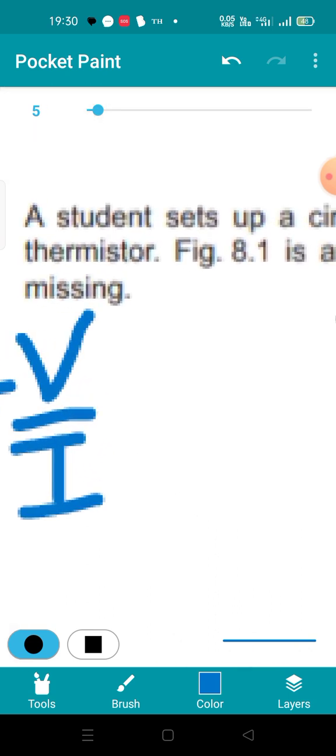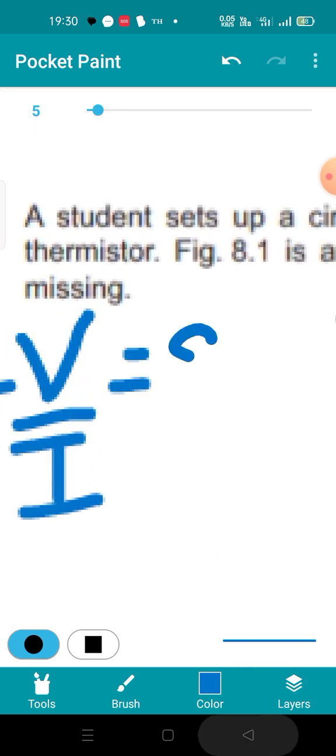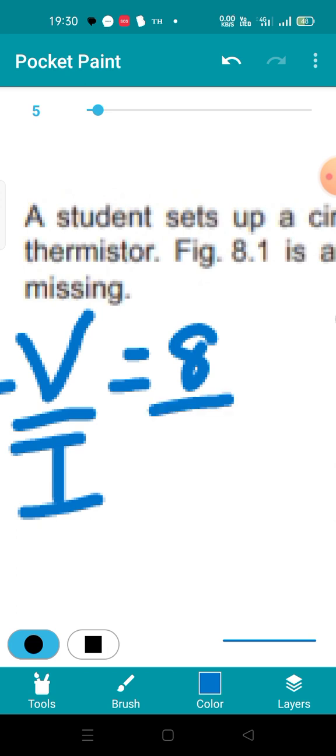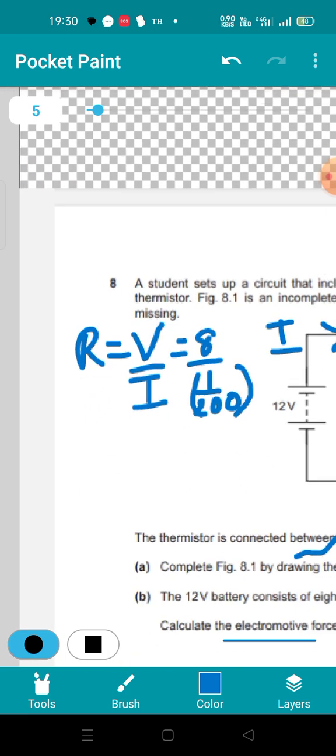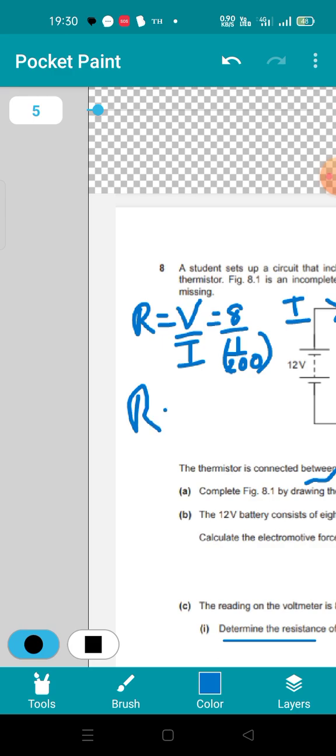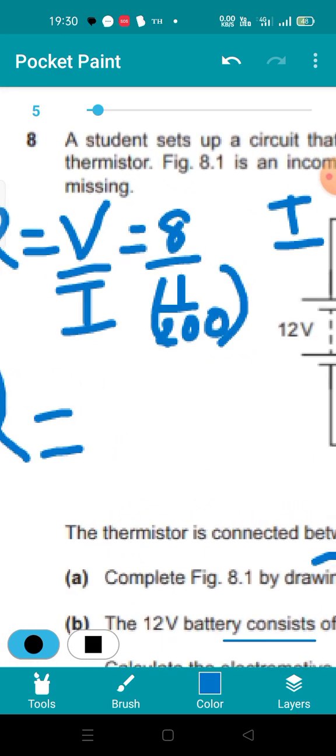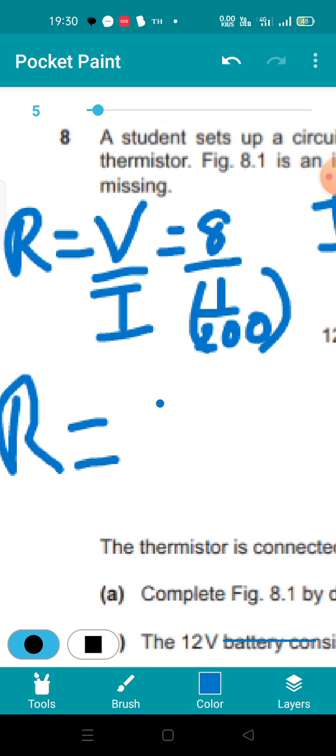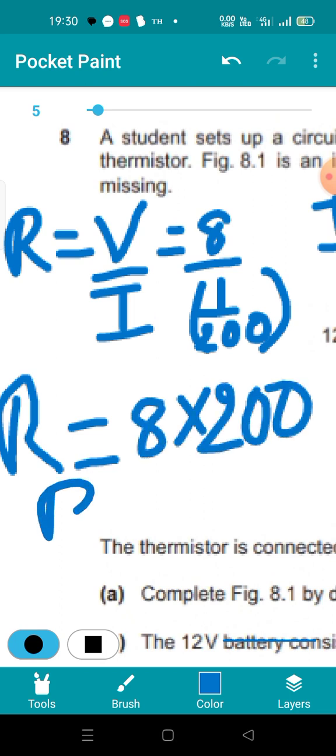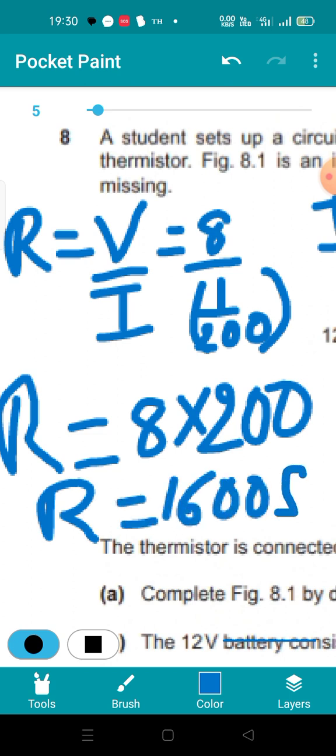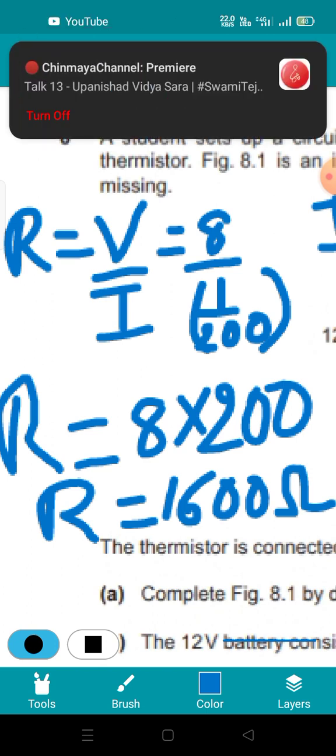Now what is the value of V across the thermistor? It is 8 volts divided by the value of I. I is 1 by 200. So now this can be written as R is equal to, this 200 will get multiplied with 8, so it becomes 8 into 200. So 8 into 200 is 1600 ohms. So what is the resistance of the thermistor? Resistance of the thermistor is 1600 ohms.